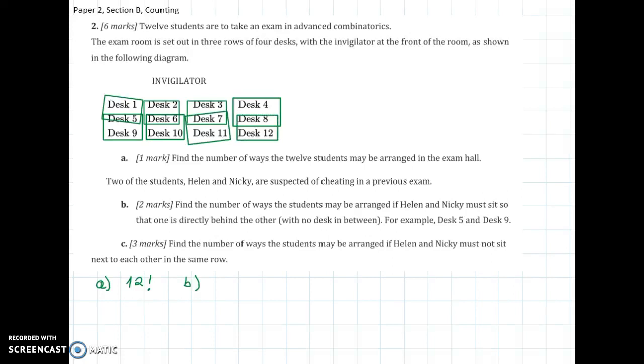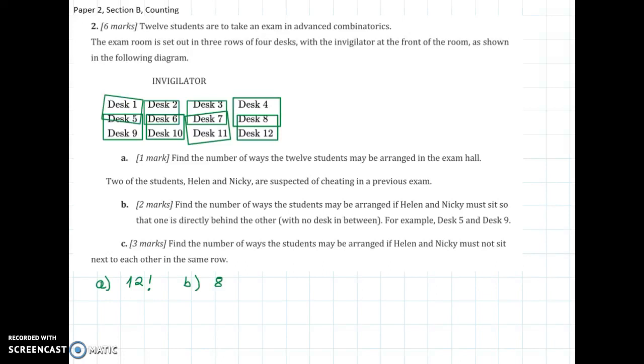We can't really sit the first one in desk 9 because then there isn't a spot for the other one to be right behind. So, in other words, if we only consider the first desk, the one that is in the front, we have 8 possibilities. We count desk 1, desk 2, and so on up to 8.